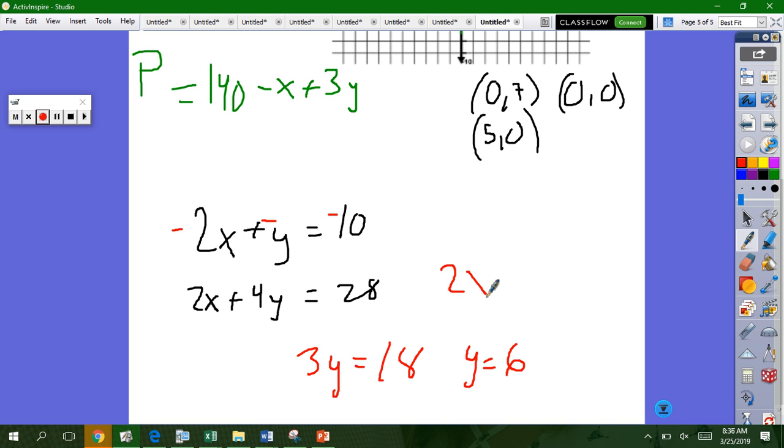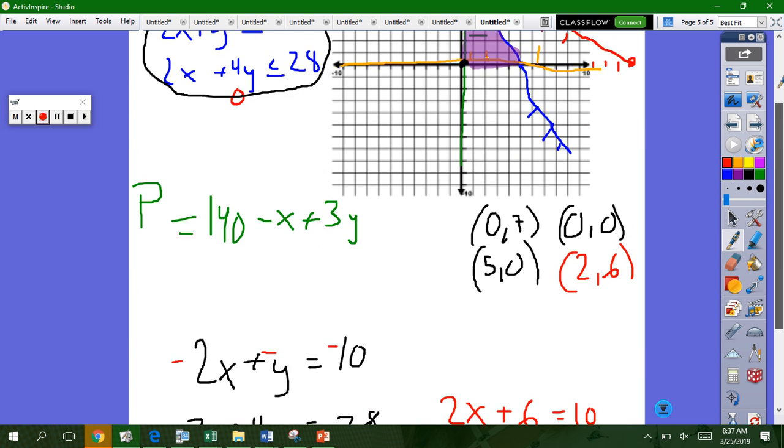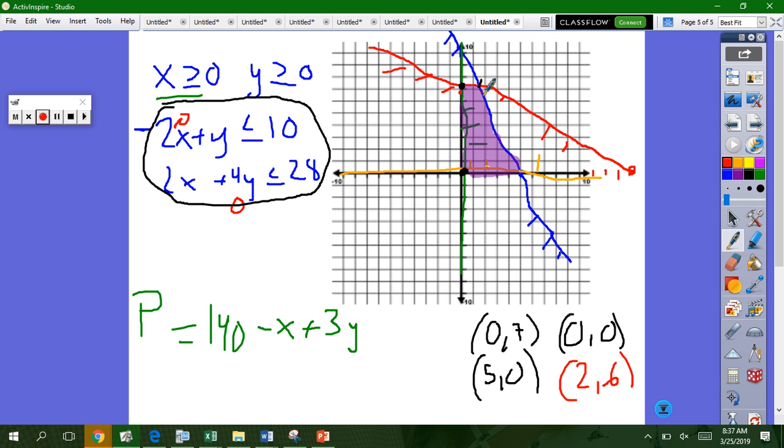Then I have 2x plus 6 by substituting into the top one equals 10. So 2x equals 4. So x is 2. So what's the other intersection point? 2, 6. Now if we look at our graph, that kind of looks like a 2, 6. I mean, I'm not perfect, but it's pretty much there, isn't it? Right? All right. So we have all the coordinates.